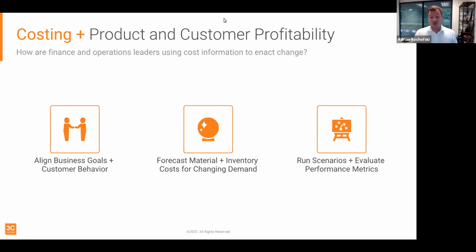aligning their forecasting and inventory aspects of their business, but also, and from my point of view, one of the most valuable parts is using costing information to create very dynamic business scenarios, not just looking backwards for intelligence, but then taking it and predicting and simulating certain business environment changes and looking forward: what does that mean for my business? Right.